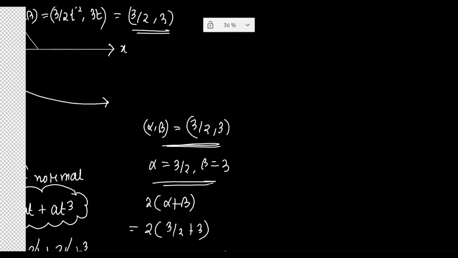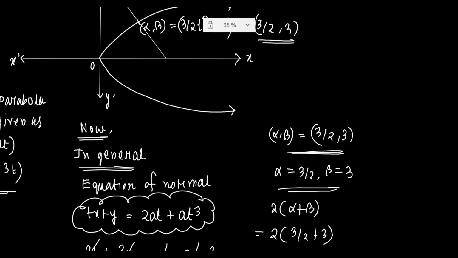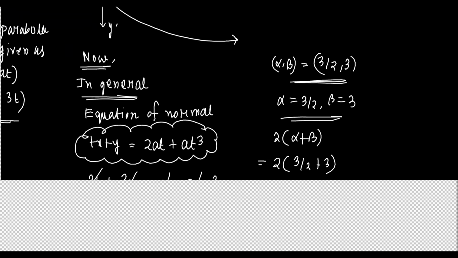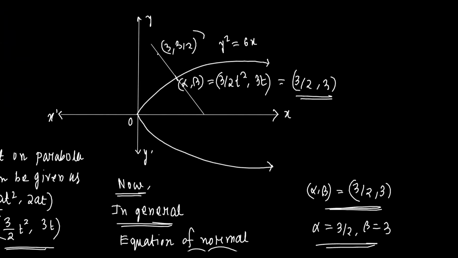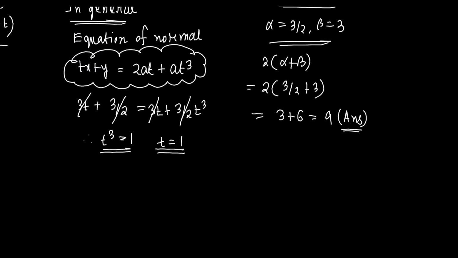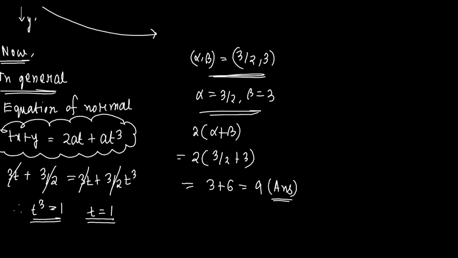Okay, very simple sum. So you have to know this, the tangent, that means equation of the normal. Then we have to put that the normal is passing through this point, so the point will satisfy the equation of the normal. So you have to put in the values. Okay, so we have got t cube equal to 1 and then t equal to 1. Then we have got the values of alpha comma beta and we have put it.